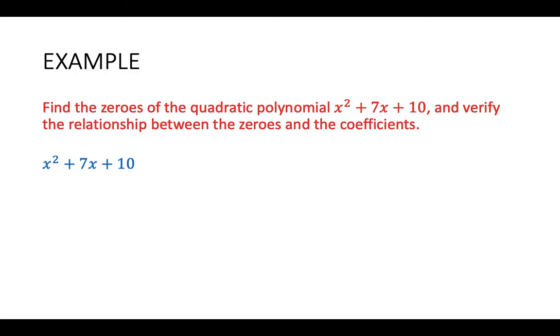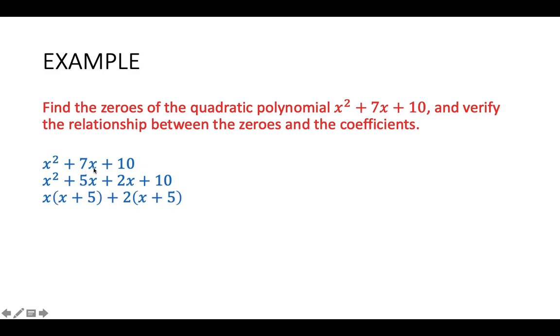If not, then what are the two factors of 10 so that its sum or difference should be equal to this middle term? 10 can be factorized as 5 into 2, and 5 plus 2 will give you 7. Therefore, x square plus 5x plus 2x plus 10, because 5 into 2 will give you 10 and 5 plus 2 is giving you 7.